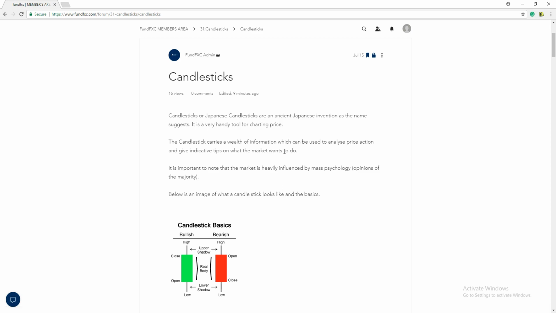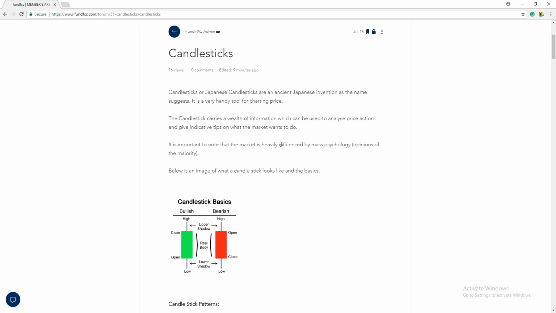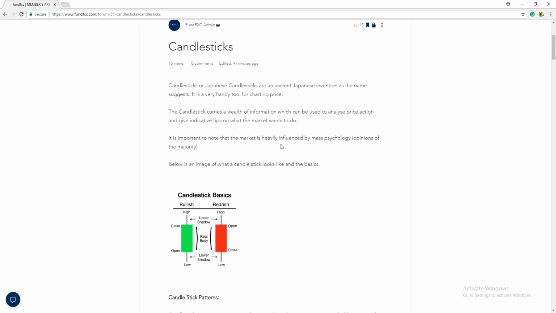Candlesticks, or Japanese candlesticks, are an ancient Japanese invention, as the name suggests. It is a very handy tool for charting price. The candlesticks carry a wealth of information which can be used to analyze price action and give indicative tips on what the market wants to do next. It is important to note that the market is heavily influenced by mass psychology, the opinions of others.